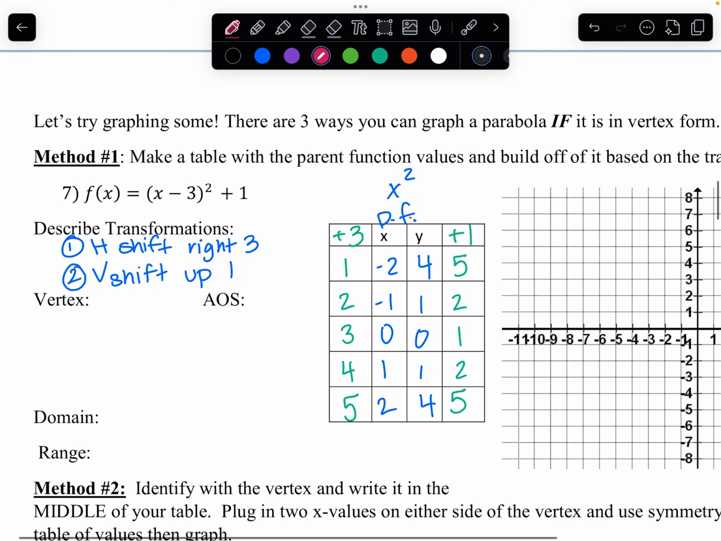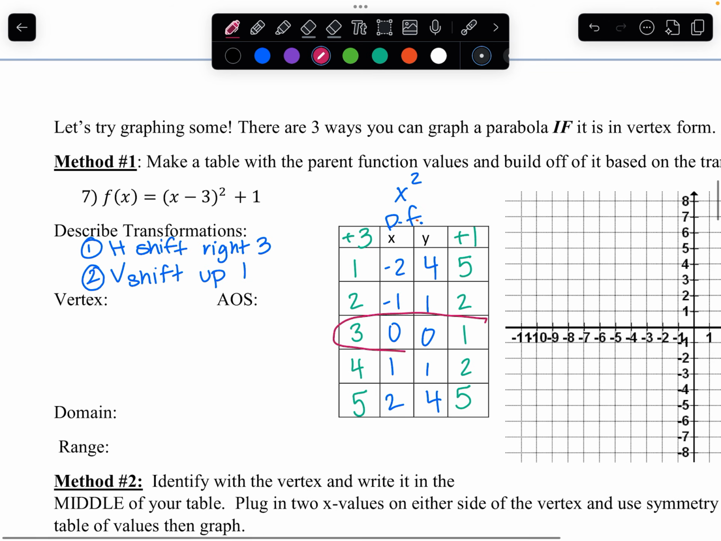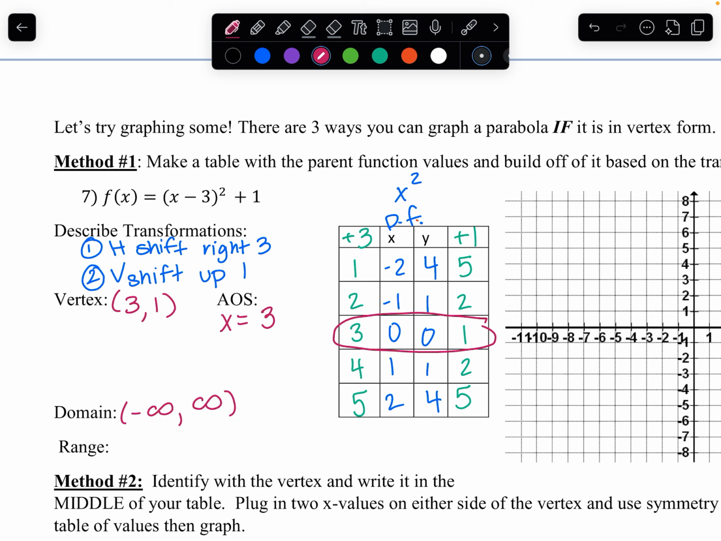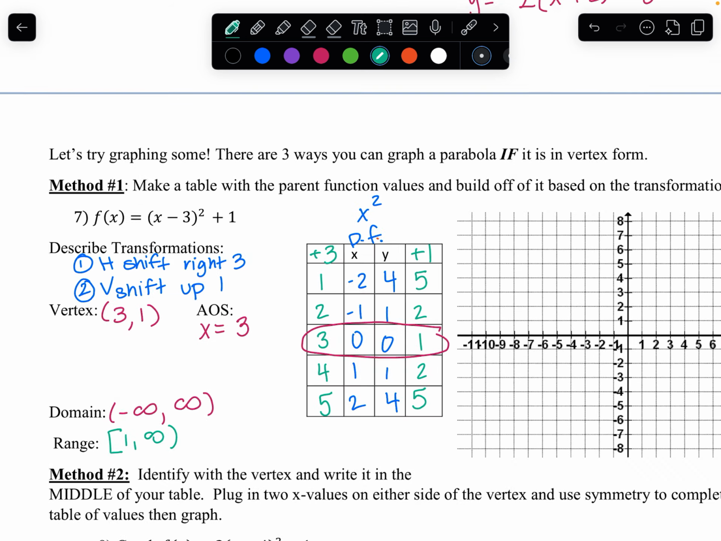Now, the nice part, the cool part about this is that your vertex will always be that middle point of your table. So 3, 1, and so our axis of symmetry is going to be x equals 3. We can write our domain right away. We can do a lot of stuff without even graphing. That's kind of cool. Domain is -infinity to infinity. And our range, because our a value is positive, it's concave up, it's going to be bracket 1 to infinity.